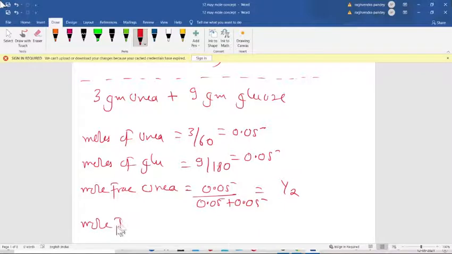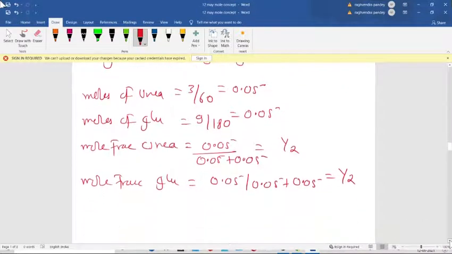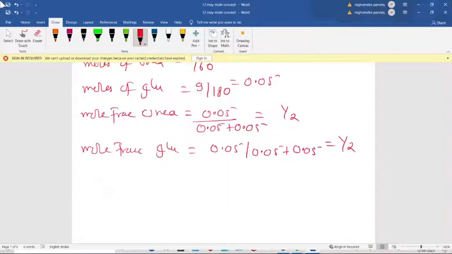Similarly, the mole fraction of glucose will come the same, 0.05 divided by 0.05 plus 0.05. So again it will come as 1 by 2. Now if you add, the summation of the mole fractions, what you will get is 1. So 1 by 2 plus 1 by 2 is 1.